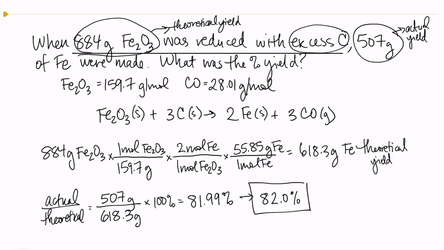The important things that I did here are I calculated my theoretical yield, which is always the result of a stoichiometric calculation. And then I took my actual divided by my theoretical to get my percent yield.